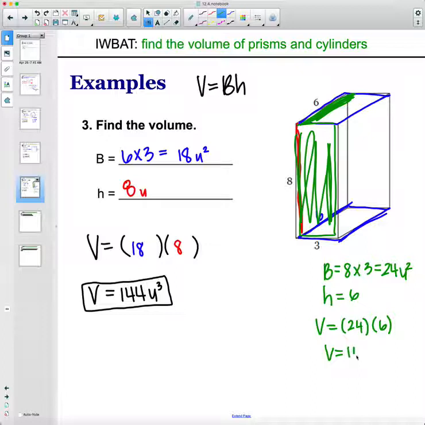So when we did the volume, we would do area of the base, 24, times the height, 6. And when you multiply that out, you would still get 144 units cubed. So it just changes what the area of your base is and what your height is. And you'd still come up with the same volume.